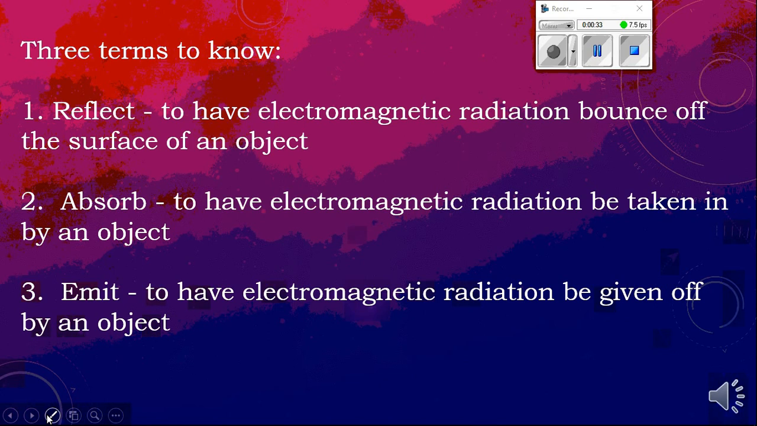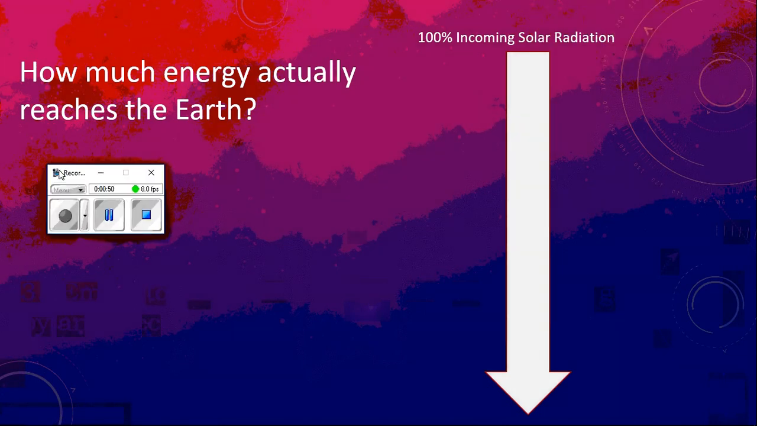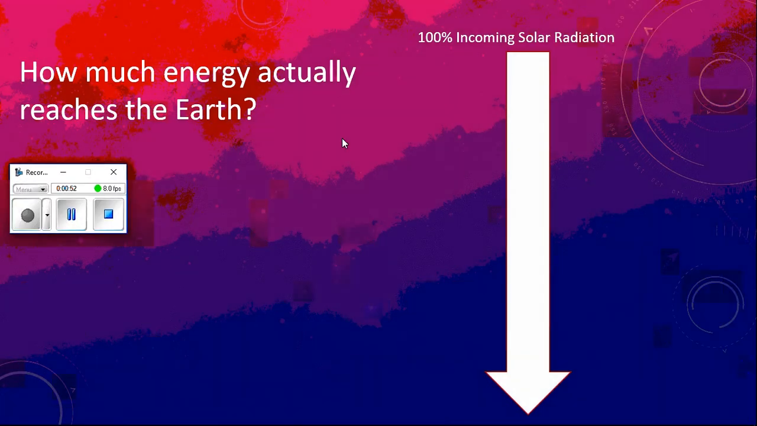And 3, emit. To emit electromagnetic radiation is, after an object has sucked in the EMR, to spit it back out either in the same form or in a different form. So we're going to look at how much EMR actually makes it to the surface of the Earth. So this Sankey diagram represents 100% of incoming solar radiation.